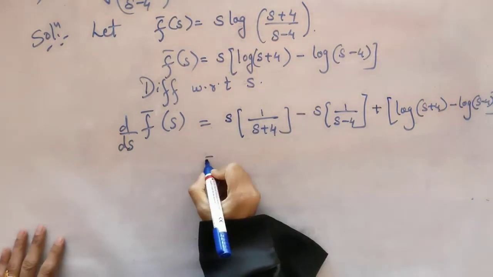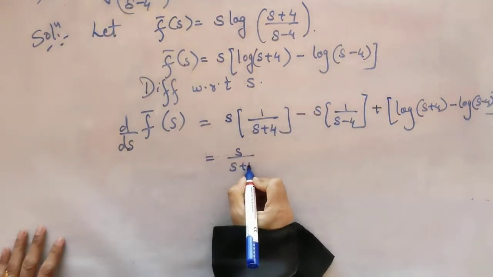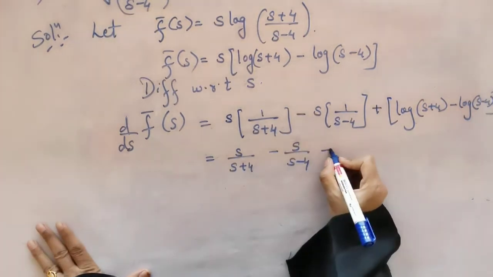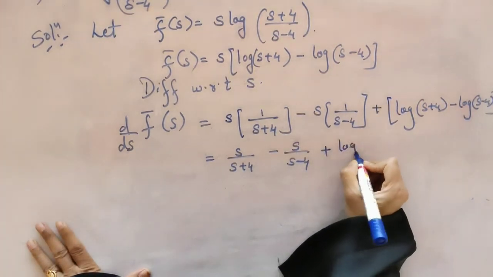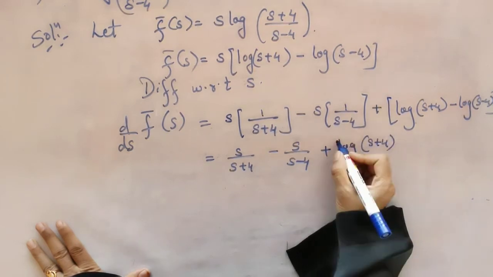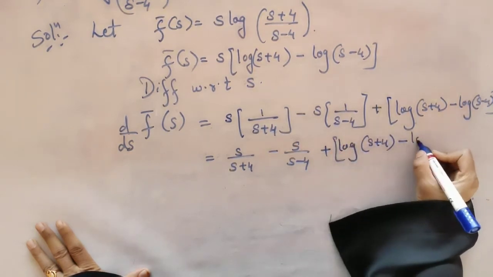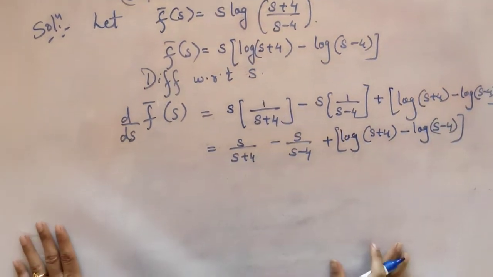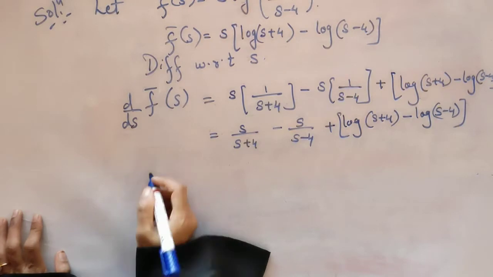Now if you simplify this further, it will be s divided by (s plus 4) minus s divided by (s minus 4) plus log of (s plus 4) minus log of (s minus 4). This is the way you can do it. So this is d by ds of f bar of s.